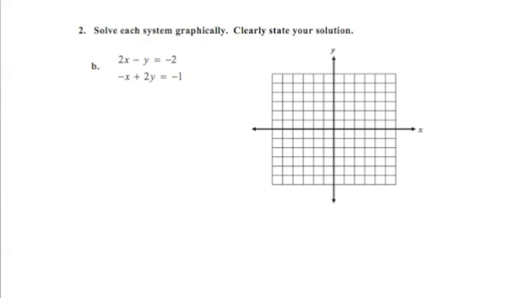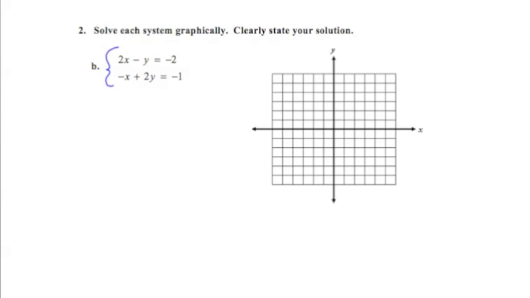Okay, next question we'll take a look at is question 2, where we're asked to solve this system graphically. And then we're asked to clearly state our solution. Well, solving a system graphically, and again we'll start by adding my brace there. Now it's a system of equations. Solving it graphically means we're just going to graph both of these equations and figure out where these two equations cross.